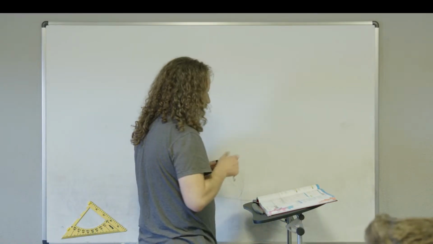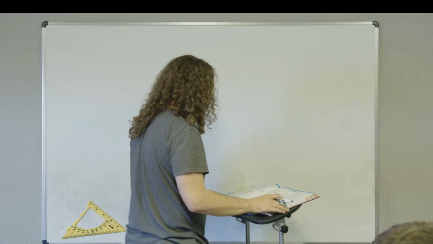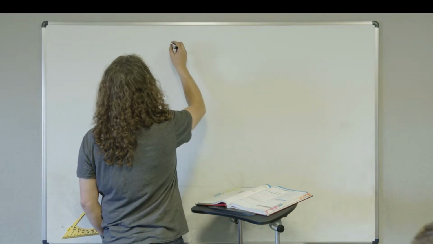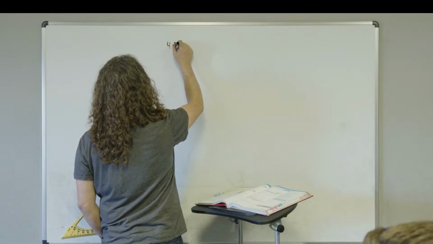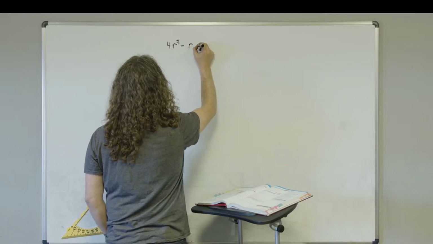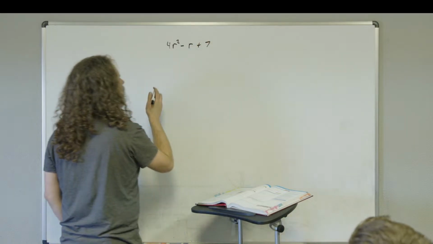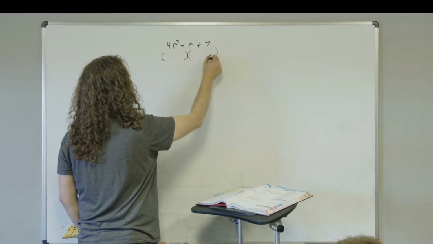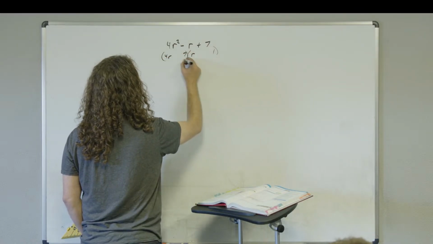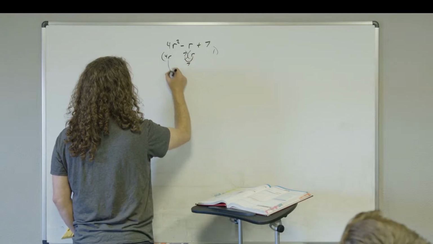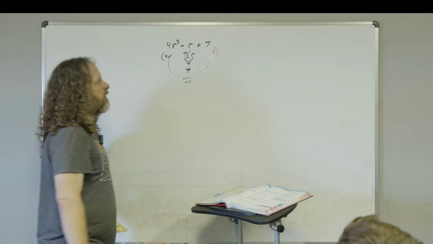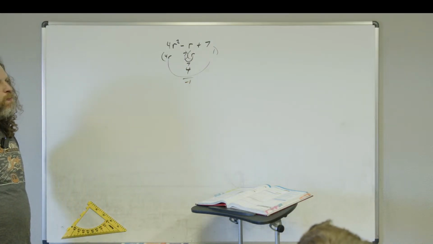Factor each polynomial if possible. If the polynomial cannot be factored using integers, write prime. 4r squared minus r plus 7. So parentheses. 4r, r, 7, 1. 7 times 1 is 7. 4 times 1 is 4. We're trying to get a negative 1. Does it work? No. So what do we need to do?